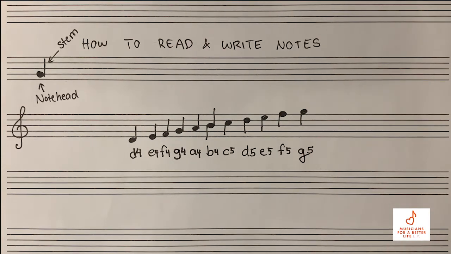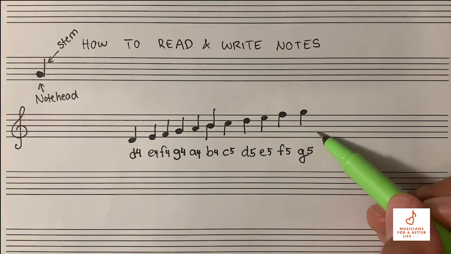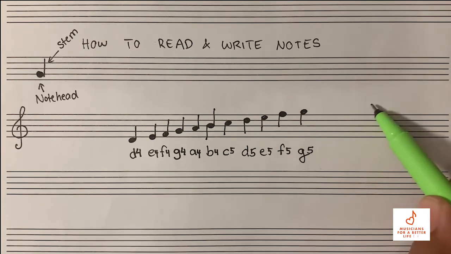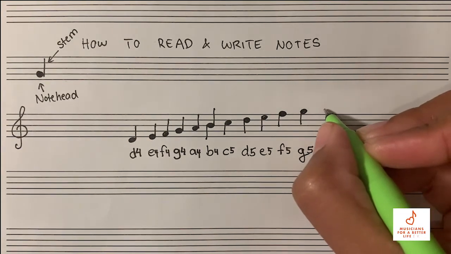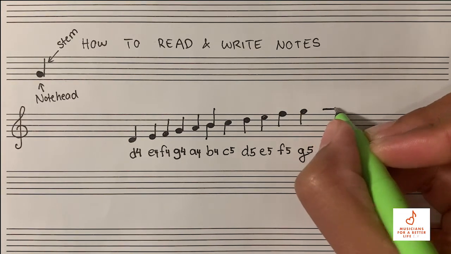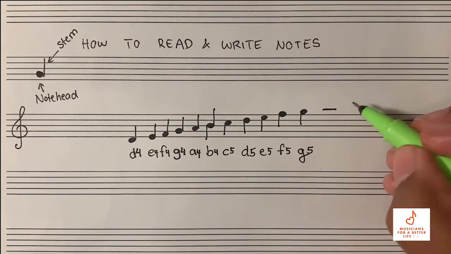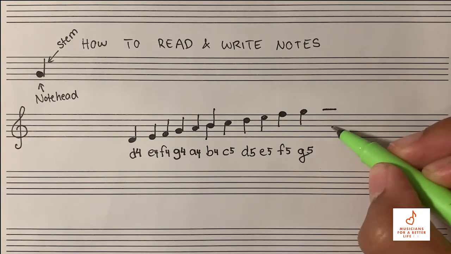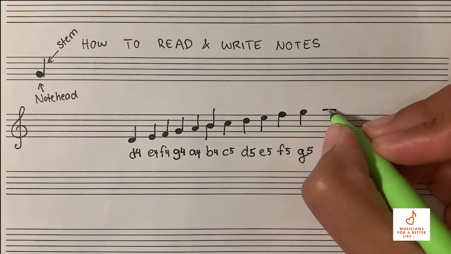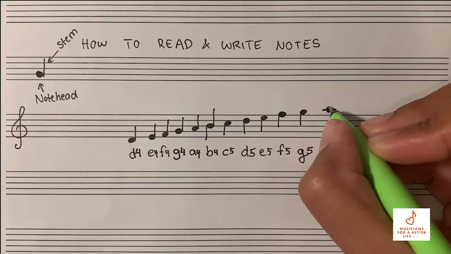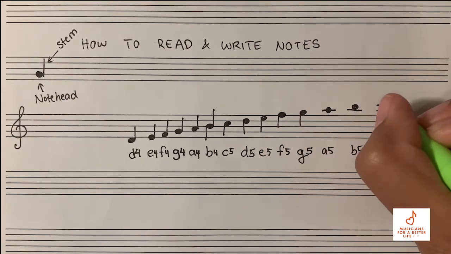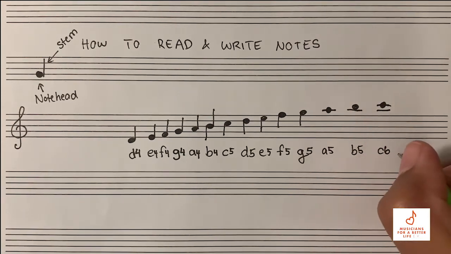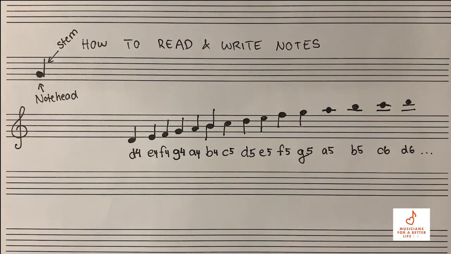So now we can write down all the notes that are within the staff. But there are also higher notes and lower notes. If you want to write down higher notes, you need ledger lines. So you just create a new line on top of the staff. It should have the same distance as the other lines in the staff. So now we can write down an A5, a B5, a C6, a D6, and so on.